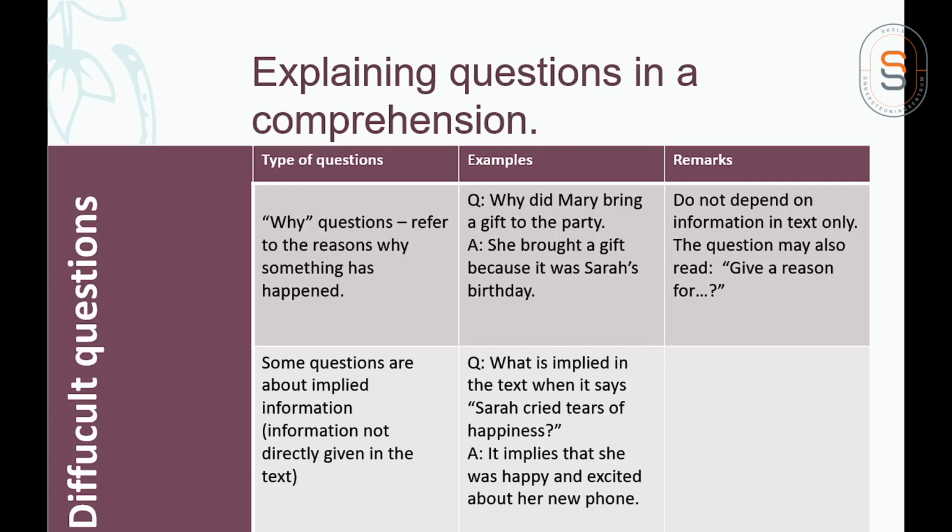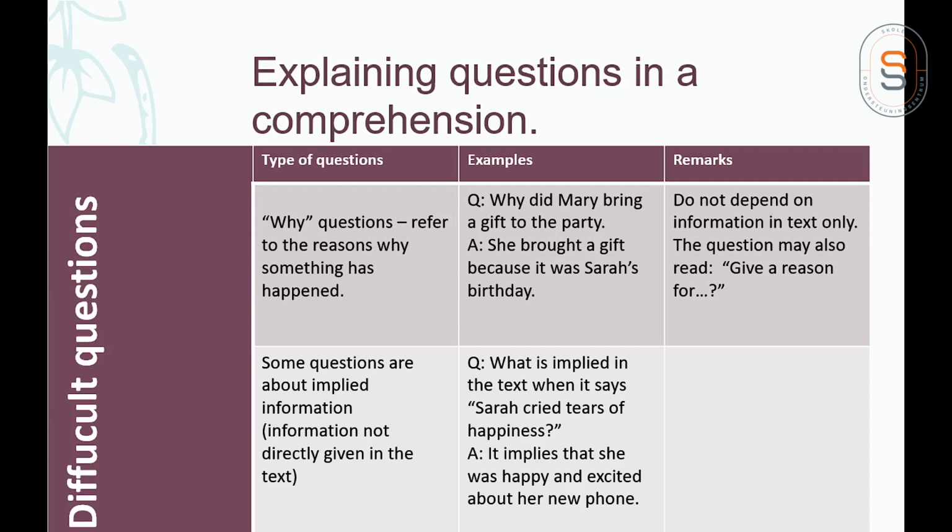Now, with questions like these, you cannot depend only on the information in the text, right? The question might also read, give a reason for. So you must think a bit further. You must be able to understand the situation that the writer is describing, because the answer may not be written explicitly in the text. You will have to make an assumption, or you may have to give a reason, make your own conclusion there.